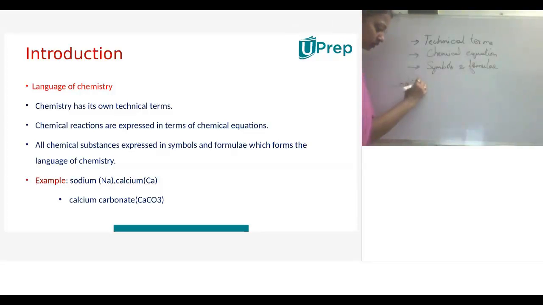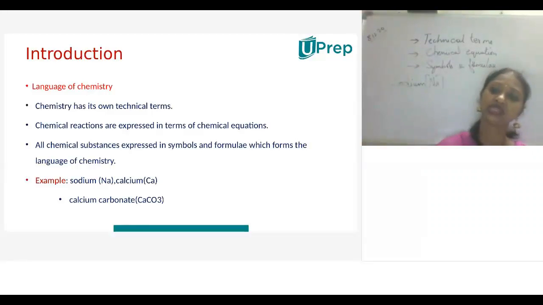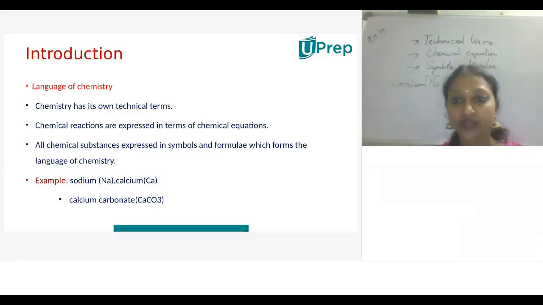For sodium, Na is the symbol. What will equations represent in chemistry? Like H2 plus O2 gives rise to H2O. C plus O2 gives rise to CO2, carbon dioxide. Carbon plus oxygen reacts chemically. C plus O2 gives rise to CO2. That is nothing but a simple chemical equation.